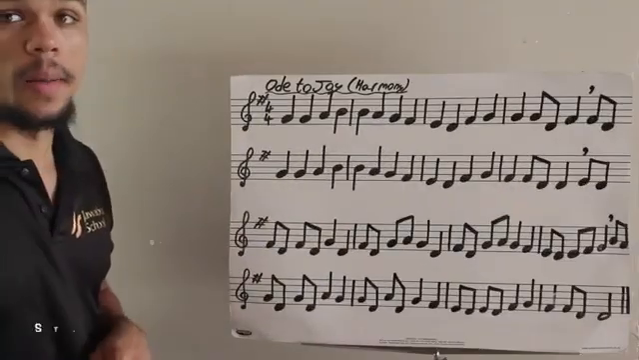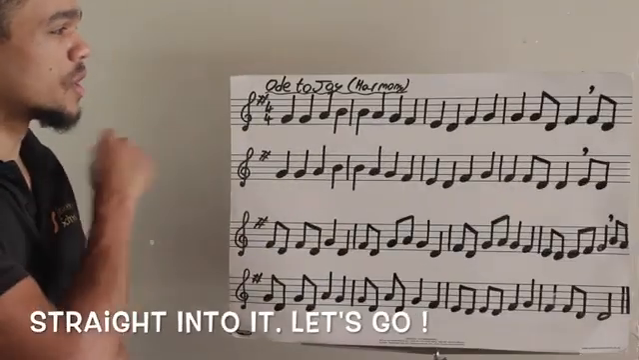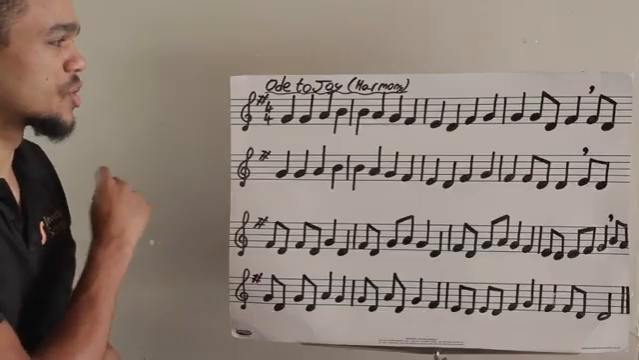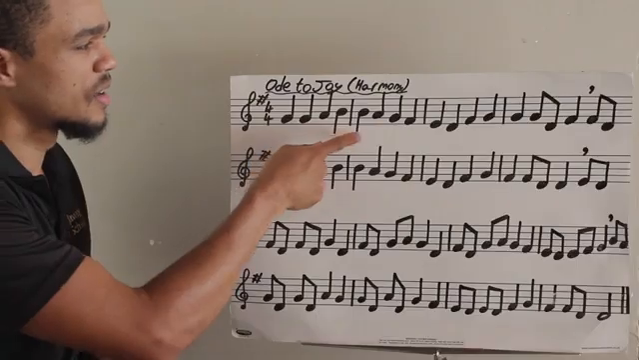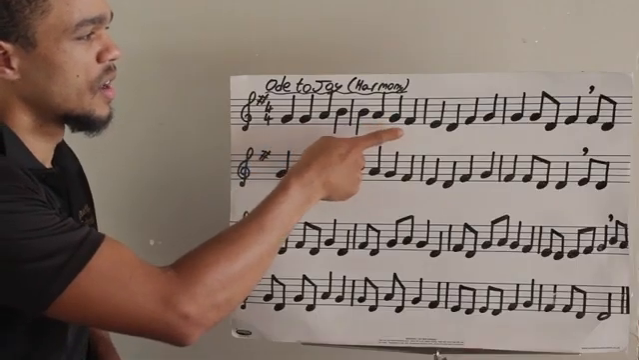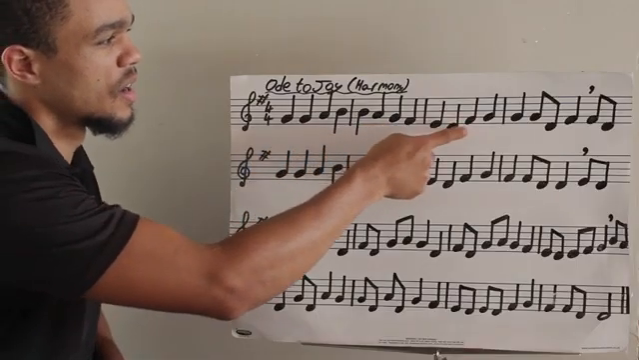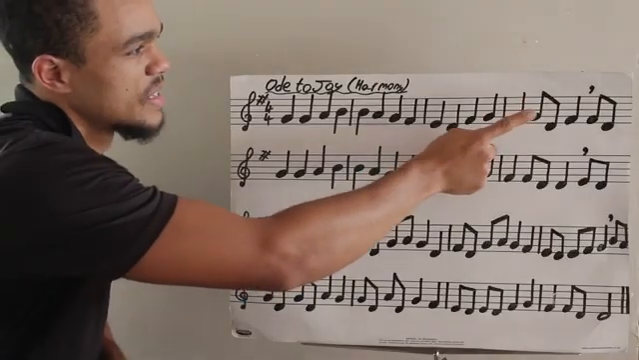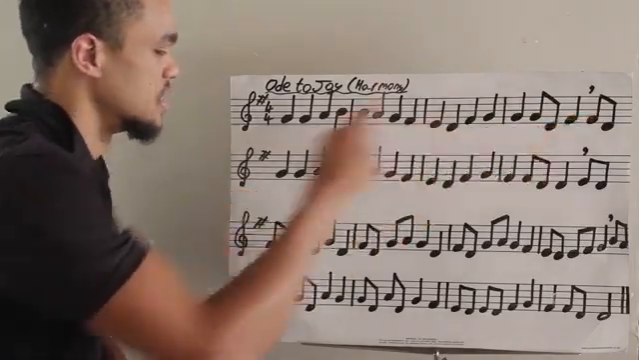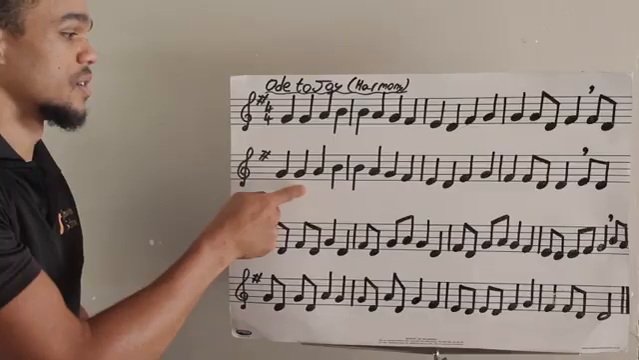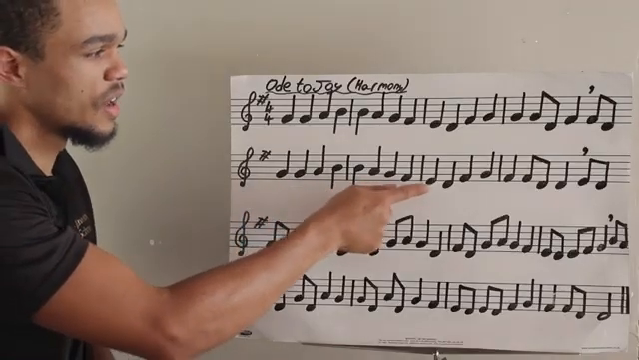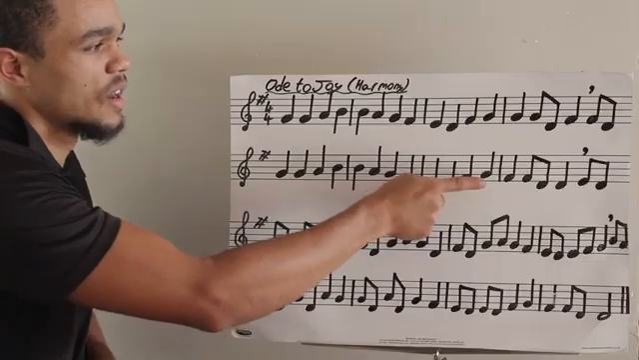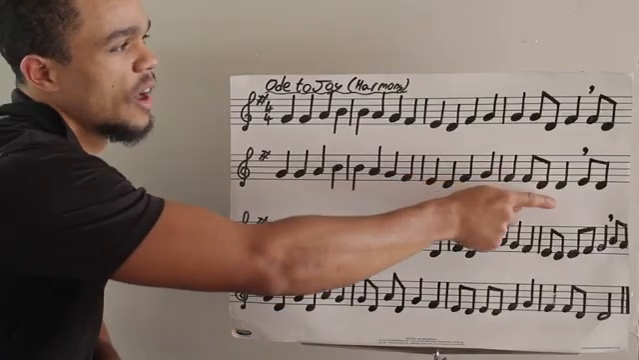Alright, so let's start off by reading our rhythm. 1, 2, 3, let's go. Ta, ta, ta, ta, ta, ta, ta, ta, ta, ta, ta, ta, ta, ti, ti, ta, ti, ti, ta, ta, ta, ta, ta, ta, ta, ta, ta, ta, ta, ta, ta, ti, ti, ta, ti, ti.